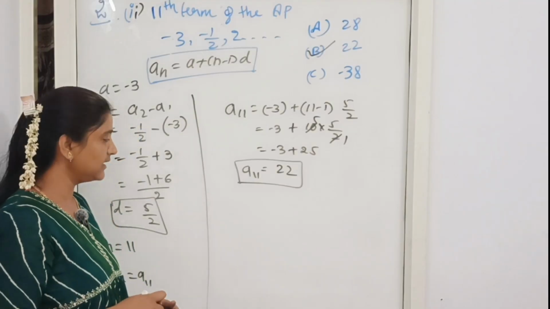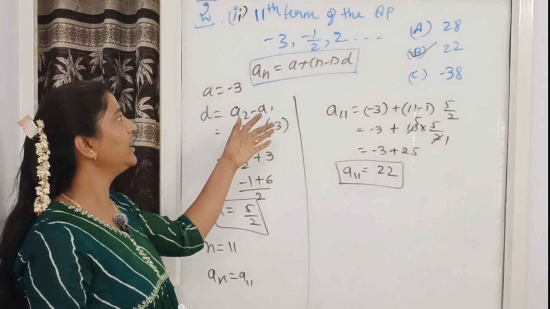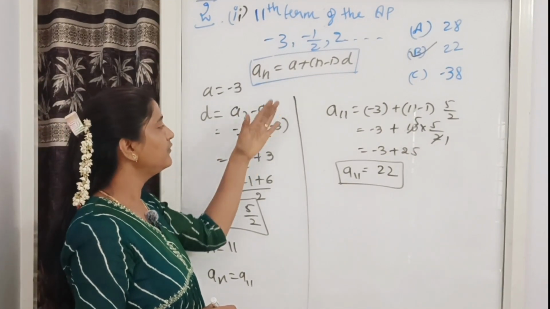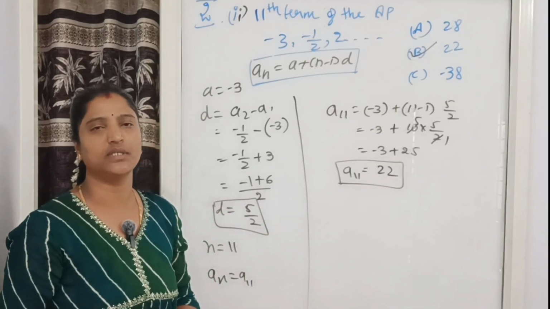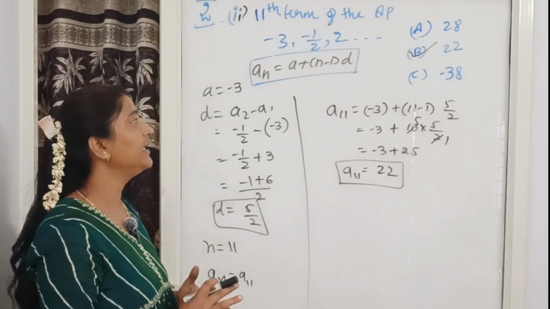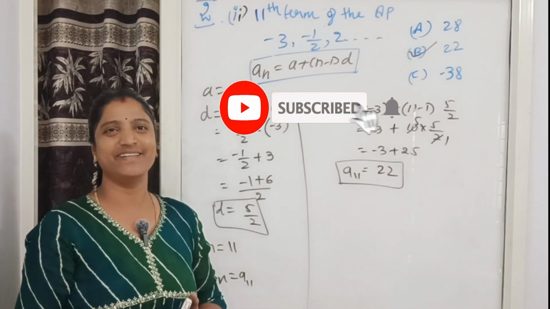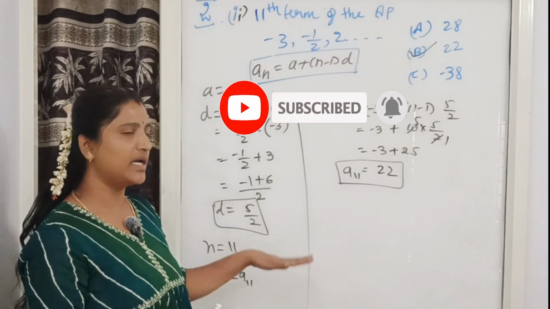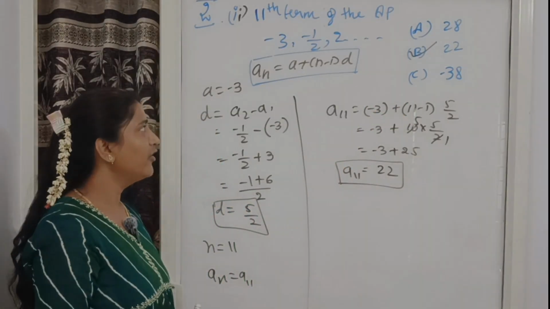So like this, they can ask any term for the given AP, and we need to apply the nth term formula and find it, then finally choose which one is correct in the given options. Don't make a hurry and just tick, thinking let me guess and tick. It leads to wrong answers only, right? So do it once, then you tick the answer. Isn't it? I hope it is clear.